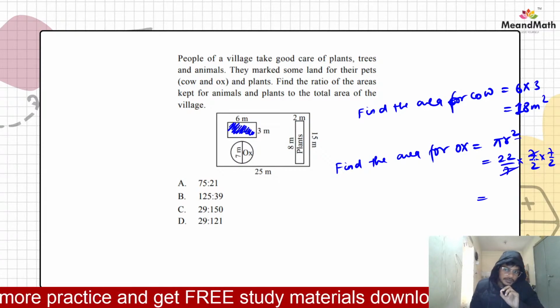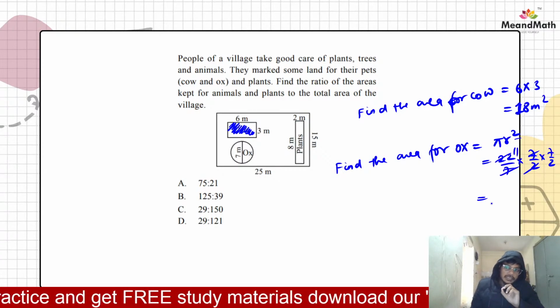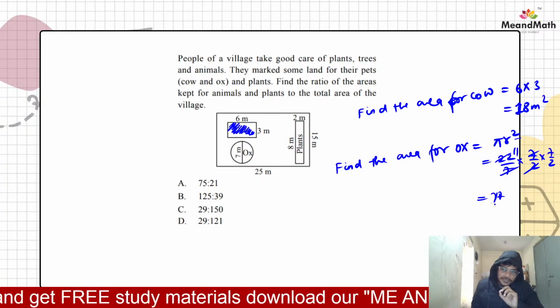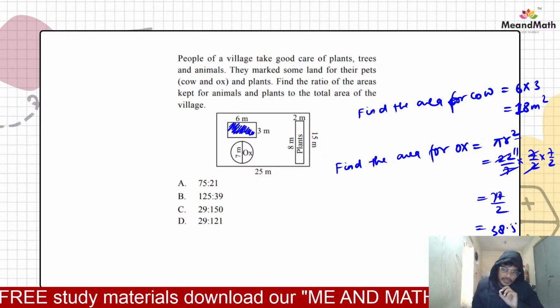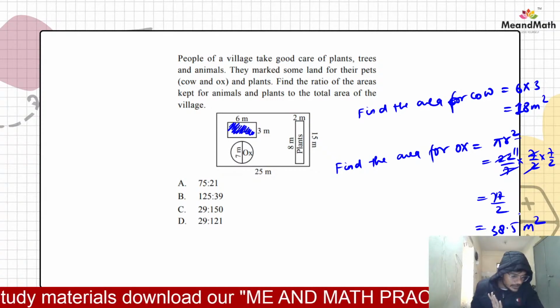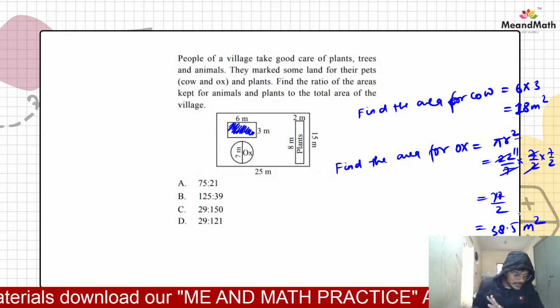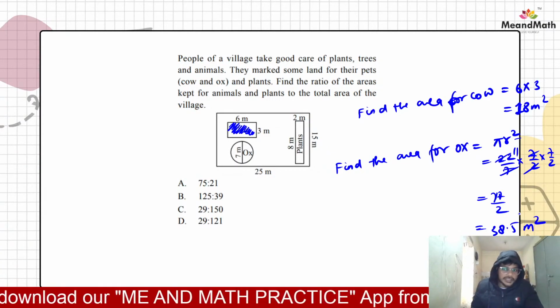Now calculate the area for oxen. That would be 7 and 7 cancel out. 2 11s, that would be 77 upon 2. That is 38.5 meter square. Is this clear now? Up until this part. Is this clear? If this is clear, then will we move ahead?